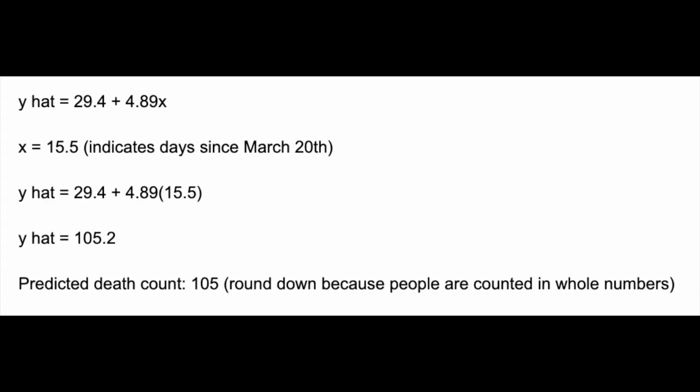We can use our LSRL to make a prediction. So let's say we want a value of total deaths at the noon of March 20th. We can plug in the value 15.5 into our LSRL and come up with a value of 105.2. When we interpret this value, using our LSRL, we can predict that there's going to be 105 people dead due to the virus in the noon of March 20th, 2020.